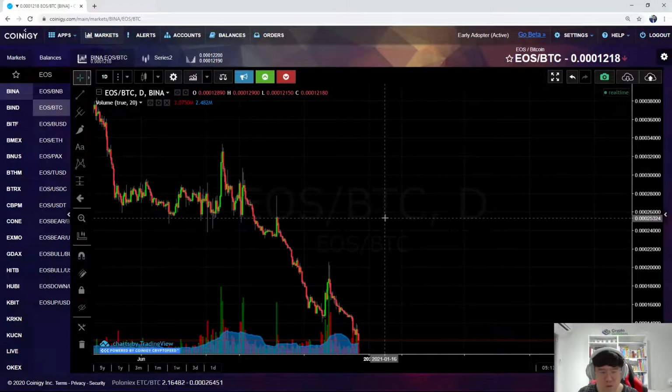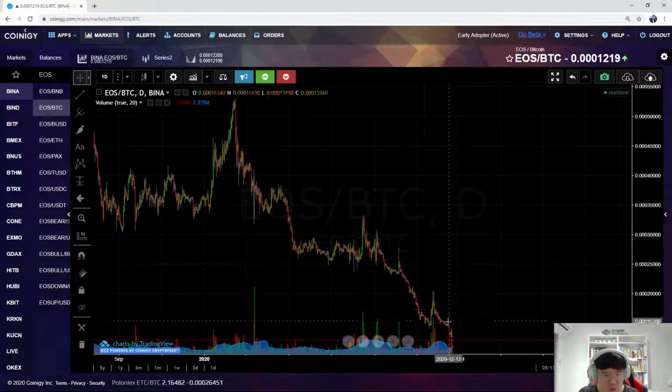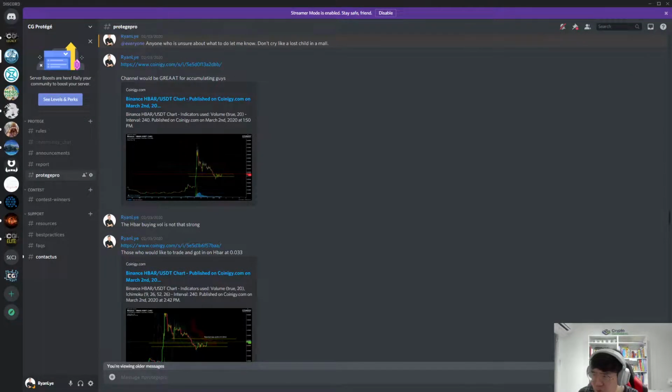I don't see a double bottom. It's still being sold down at this point of time. I'm not sure whether we are seeing... are you looking at the 4-hour time frame? Maybe you're looking at a 4-hour time frame, but the trend is still down, my friend. It's still too much. The dominance also, I think, is still too much in favor of BTC. So if you're trading BTC against EOS, I don't think it's going to be very favorable.